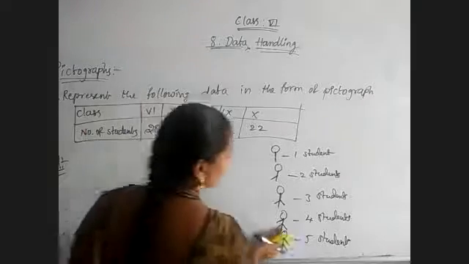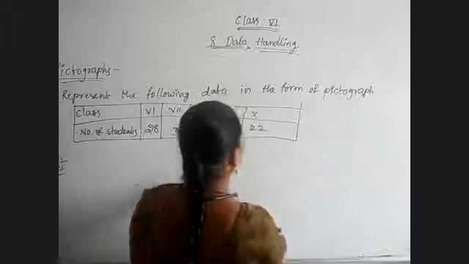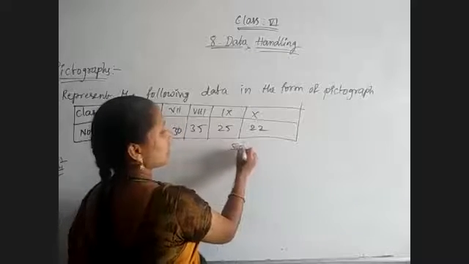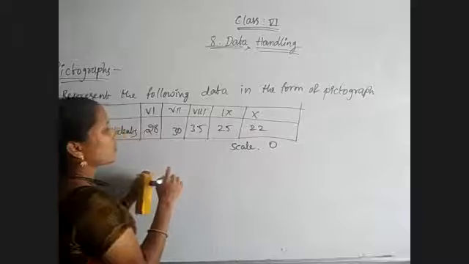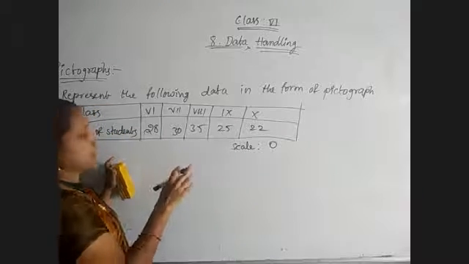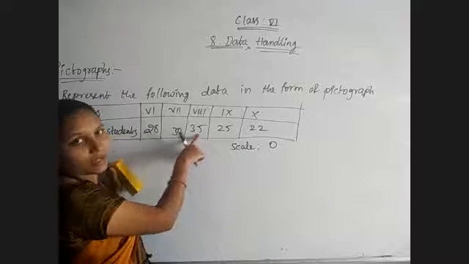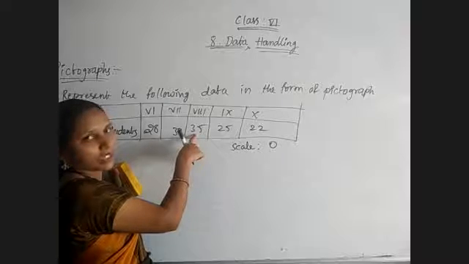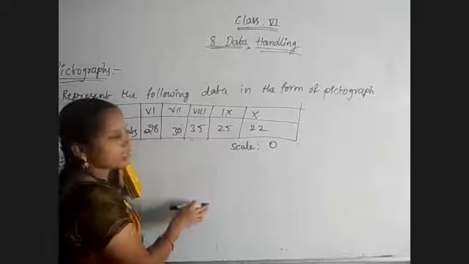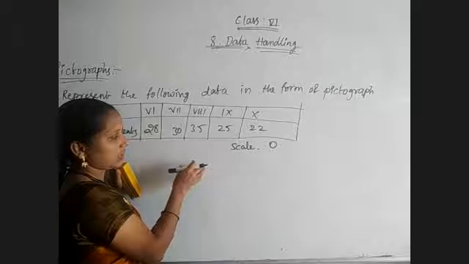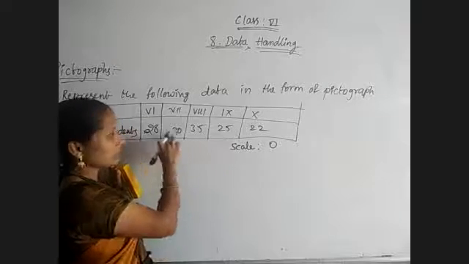Now, here no need to draw all the symbols. Just mention the scale first of all. Here I am going to use a scale, because I want to draw students. Why? Because I am taking one symbol as 5 students. Just observe here the highest value is 35 only. So if you take an appropriate number such as 5, then we can simply use fewer symbols to represent these values.